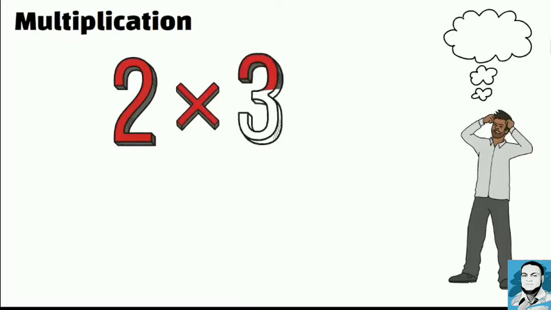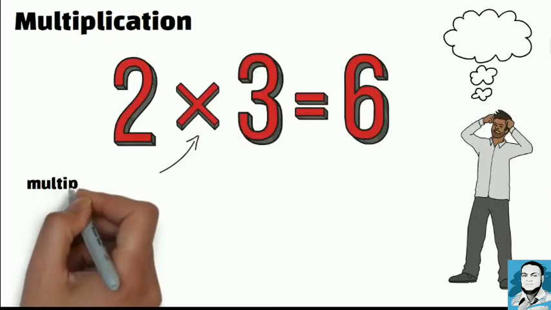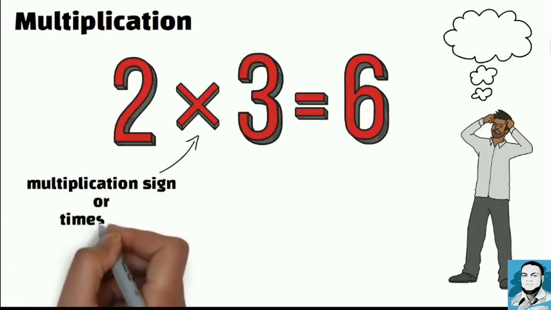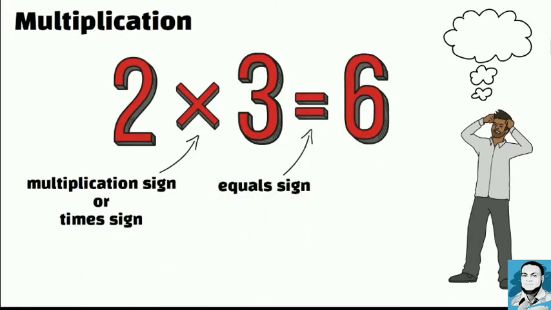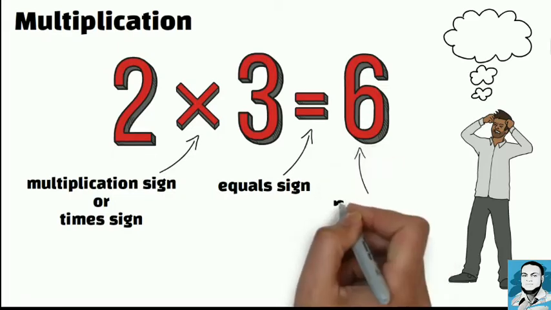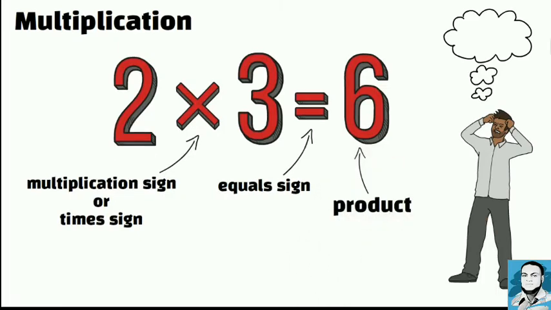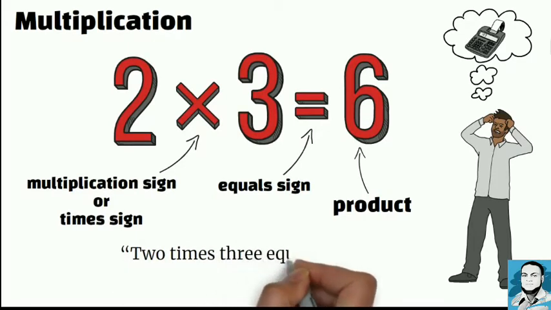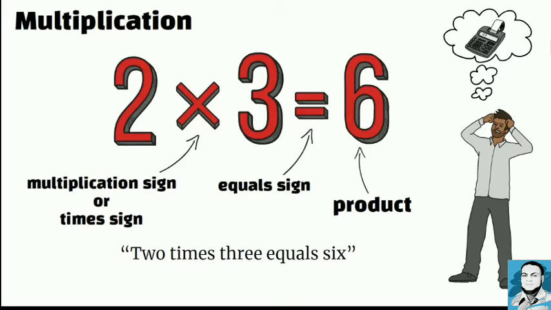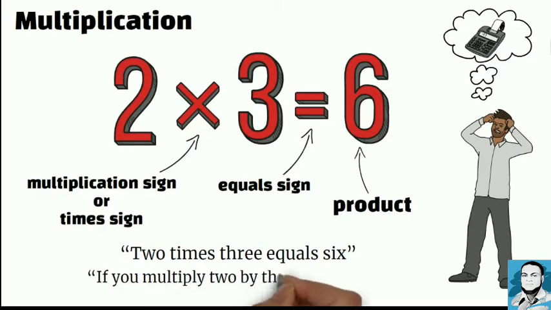Okay, let's now move on to multiplication. The symbols used here are the multiplication sign or the times sign, and again the equal sign. The result of a multiplication equation is called a product. We read the whole equation like this. 2 times 3 equals 6. Or if you wanted to explain this to someone, you could say, if you multiply 2 by 3, you get 6.